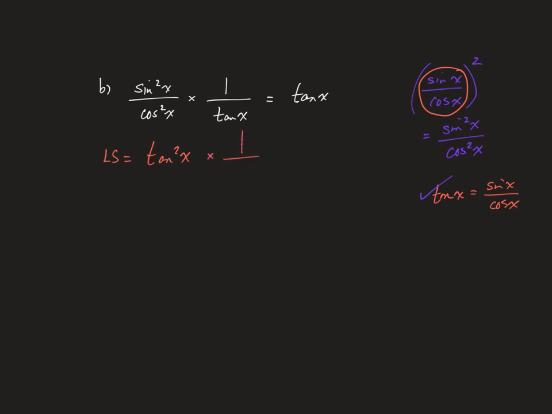Now the rest of that line is 1 over tan x. And if I were to go through then and multiply those two together, that's going to get me tan x, because when I cross reduce, those tan x's will divide out. Now I've got my left side looking like my right side. I have proven my identity.